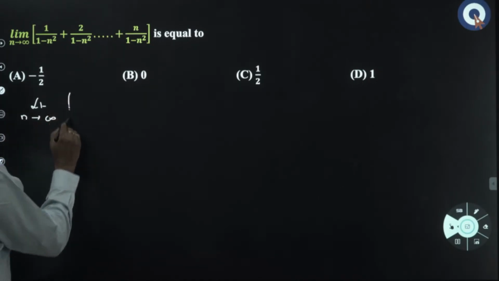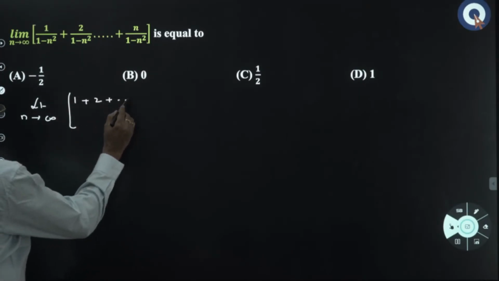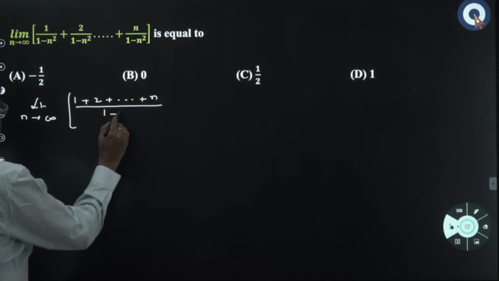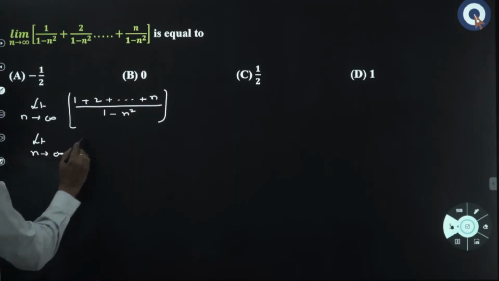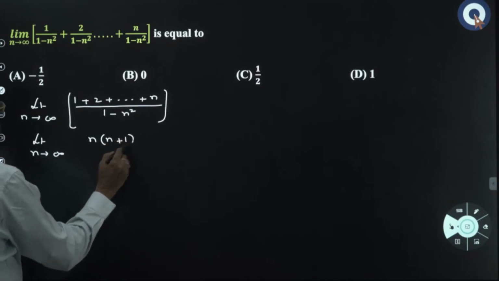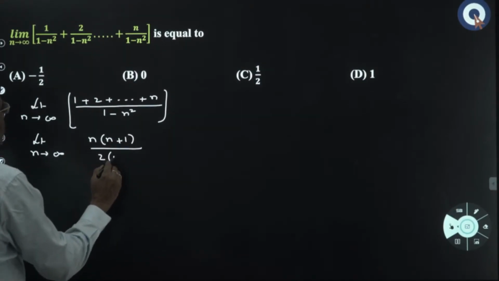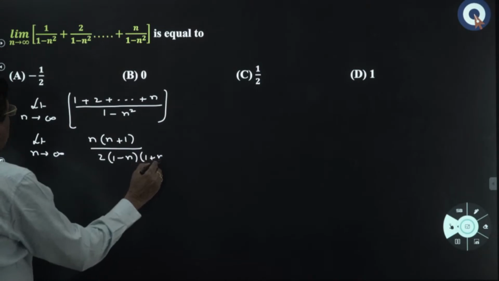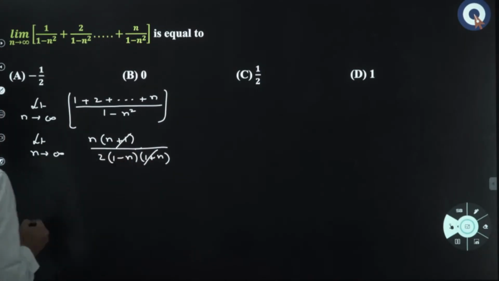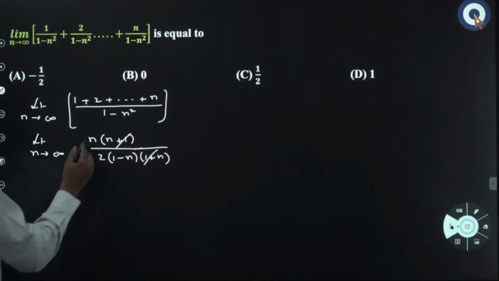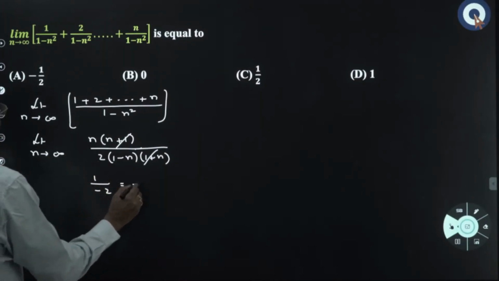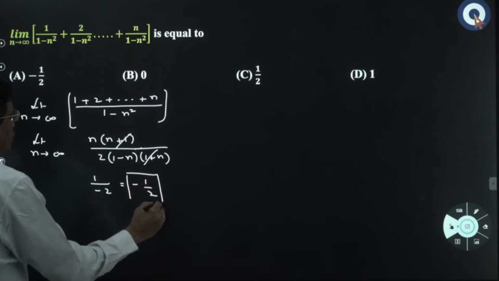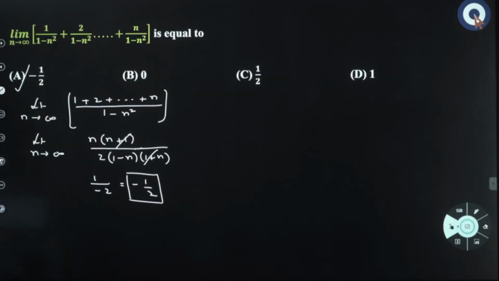So this is simply (1 + 2 + and so on up to n) by (1 − n²), and therefore this is the limit as n tends to infinity of n(n + 1)/2 into (1 − n²). Okay, so we can compare the leading terms: the coefficient of n² is 1 in the numerator, and here the coefficient of n² is −2, so the answer is −1/2. So that's the answer for this problem.